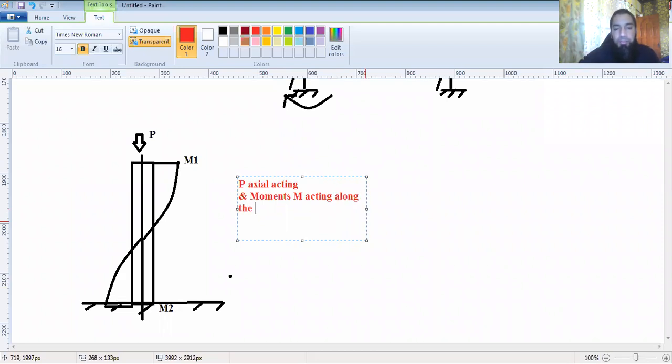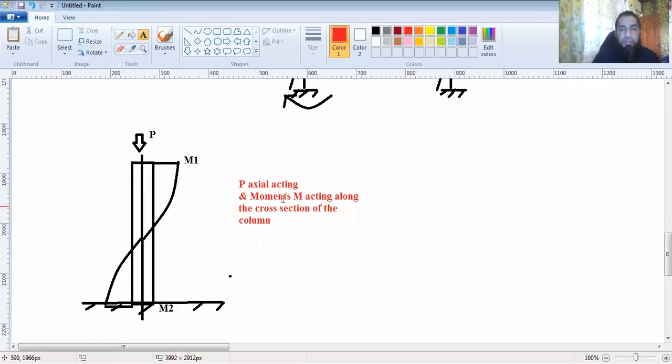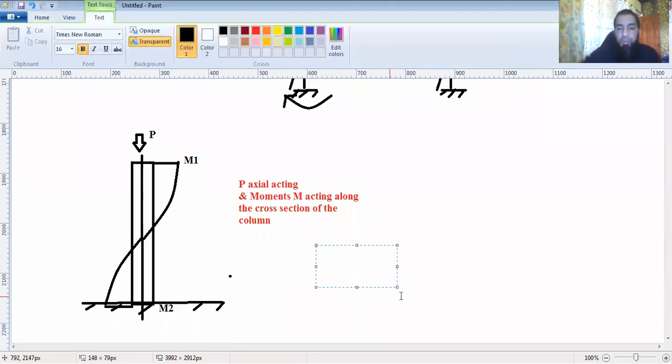along the cross section of the column. So there are two loads acting on this column, P and M. Now, for all columns, there is a combination of PM loads, and the interaction between them is known as PM interaction.